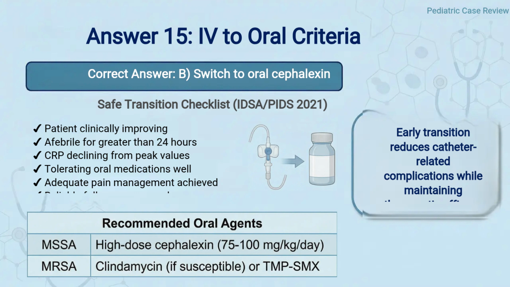Since the cultures confirmed methicillin-sensitive Staphylococcus aureus, oral cephalexin at high doses provides appropriate and bactericidal coverage. Early oral transition reduces catheter-related complications, including infection and thrombosis, while maintaining therapeutic efficacy equivalent to prolonged intravenous therapy.